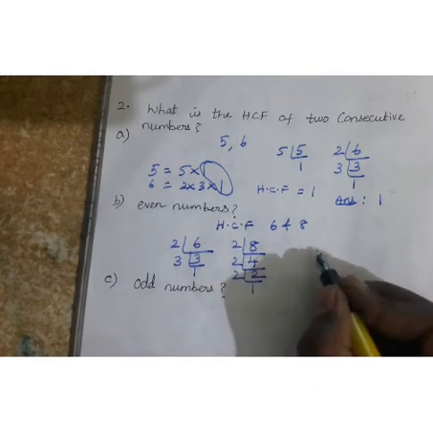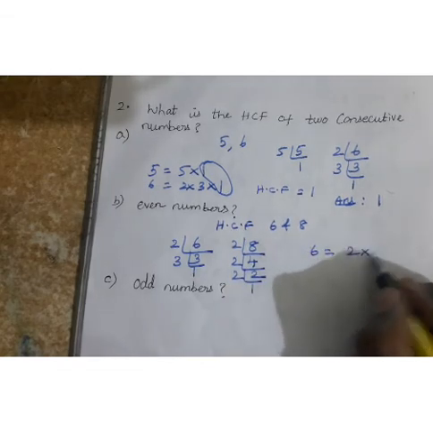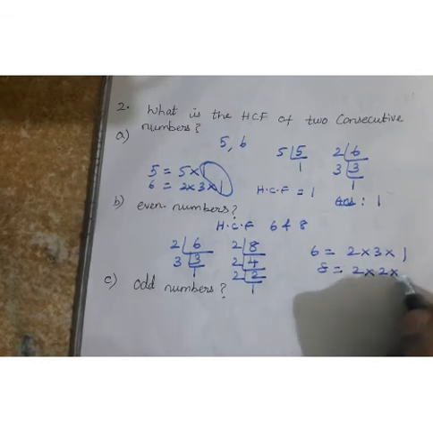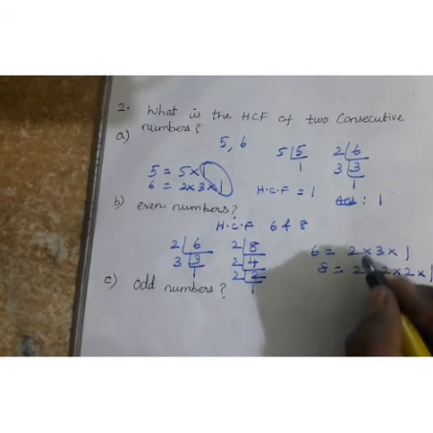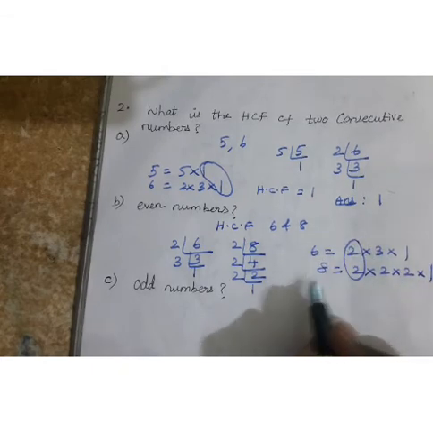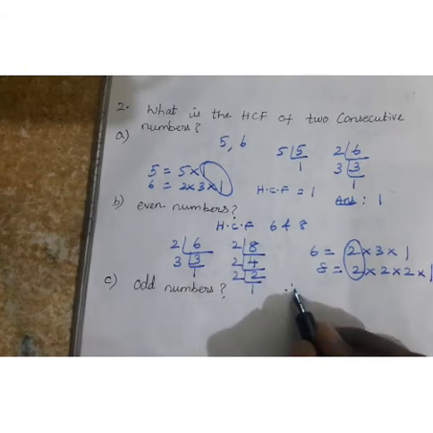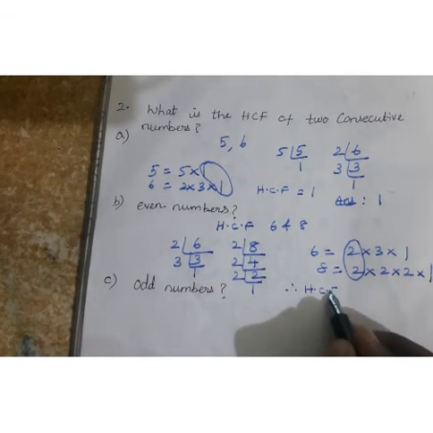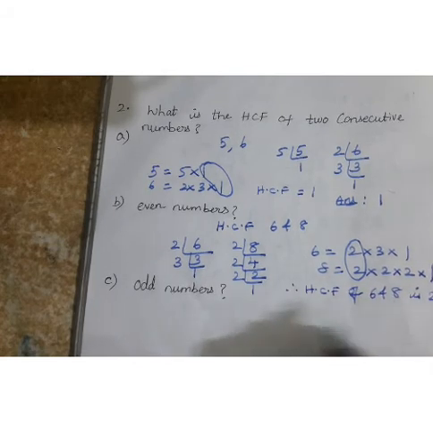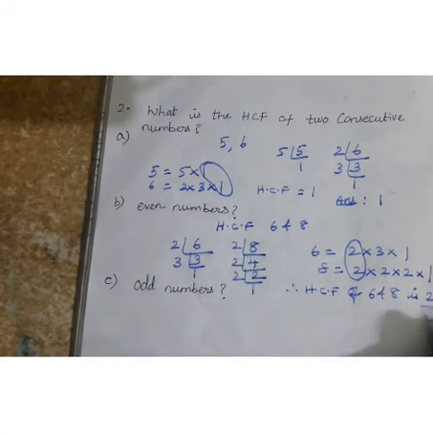6 is equal to 2 into 3 into 1. 8 is equal to 2 into 2 into 2 into 1. The common factor is 2. Therefore, HCF of 6 and 8 is 2. The HCF of two consecutive even numbers is 2.